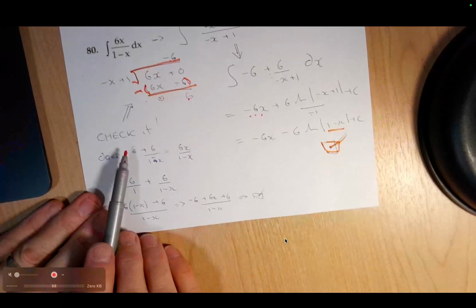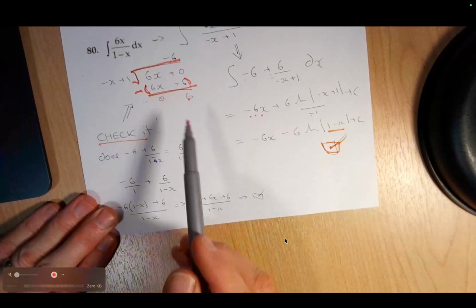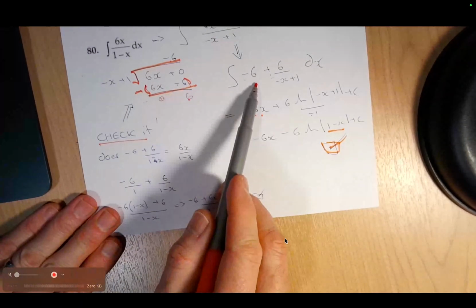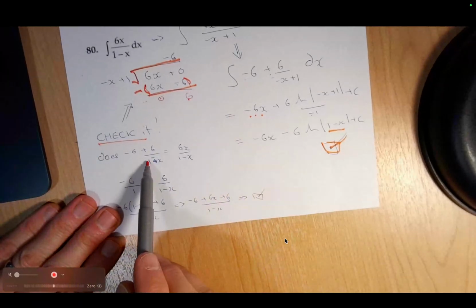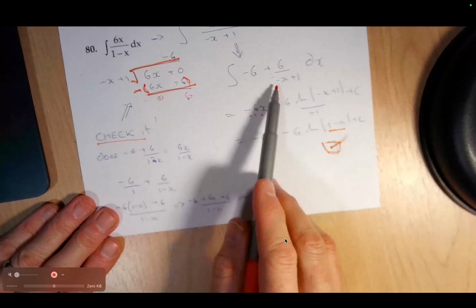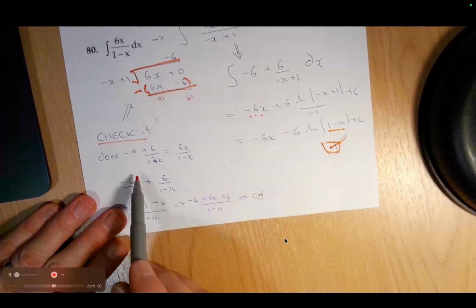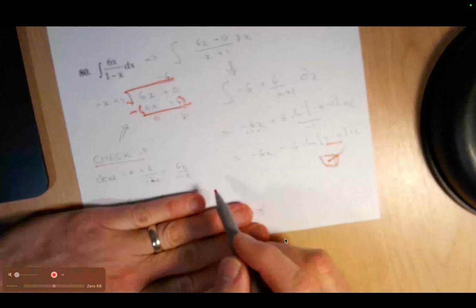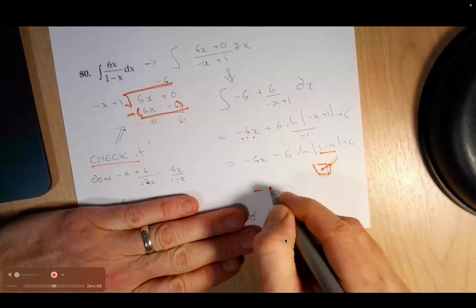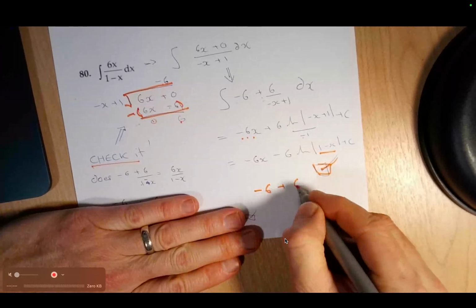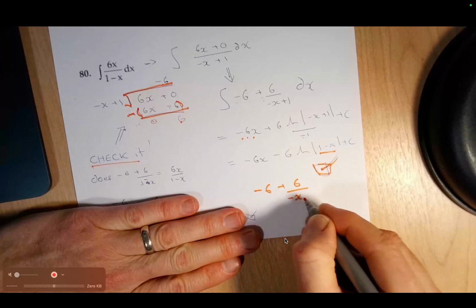Let's just, by the way, check it here because I've got it written out. So does that equal that? And notice I've just put it back into 1 minus x as opposed to negative x plus 1. So let's start this again, shall we? So in fact, let's do it that way. Negative 6 plus 6 over negative x plus 1.